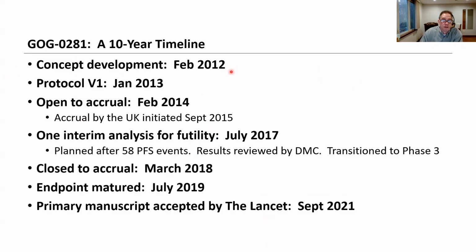So we started concept development in February of 2012. Accrual finally opened in February of 2014, 2 years later. The interim analysis for futility happened 3 years after that in 2017. The primary endpoint matured 2 years after that in July of 2019, and we finally got it published in September of 2021.